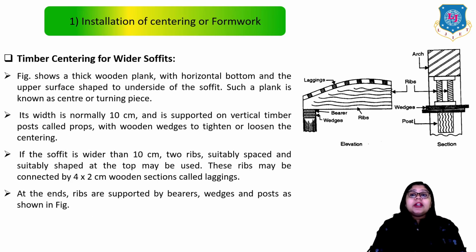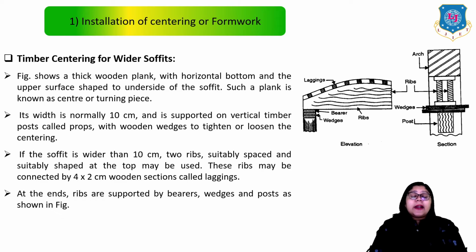Now let me talk about the timber centering for wider soffits. Here the figure shows a thick wooden plank with a horizontal bottom and the upper surface shaped to the underside of the soffit. Such a plank is known as the center or turning piece. Its width is normally 10 cm and it is supported on vertical timber posts called props, with wooden wedges to tighten or loosen the centering.